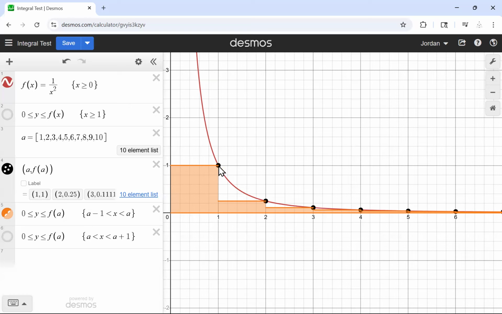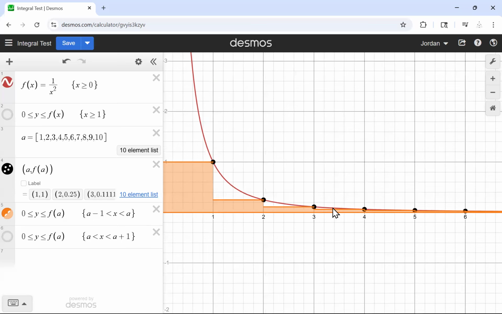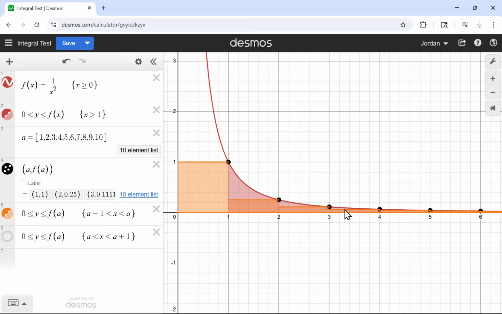Notice that these rectangles, all except for this very first one, are under the curve between 1 and infinity. All of them are between 0 and infinity, but they're all underneath this curve. So this area is going to be bigger. The area under the curve is going to be bigger than all of these rectangles combined, except for this first one, which we can see has an area of 1. But the other ones are all going to be underneath the curve.